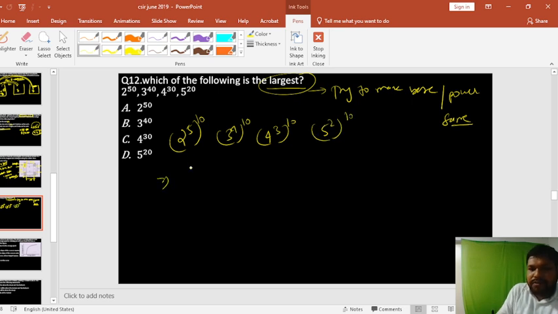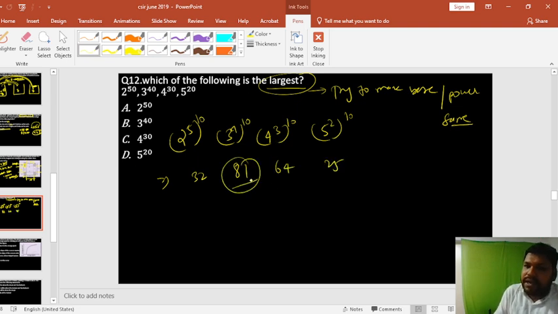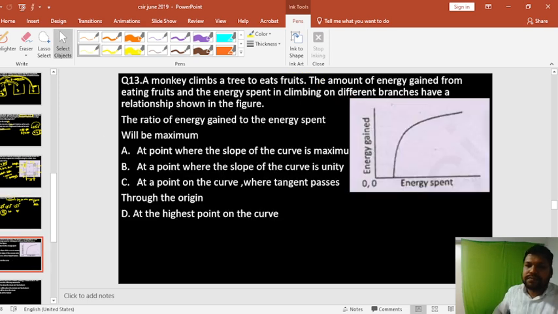And simplify the base. 2 raised to 5 is 32, 3 raised to 4 is 81, 4 raised to 3 is 64, and this is 25. Which base is greater? So obviously 81 is greater. 81 is greater means that one will be your largest one.